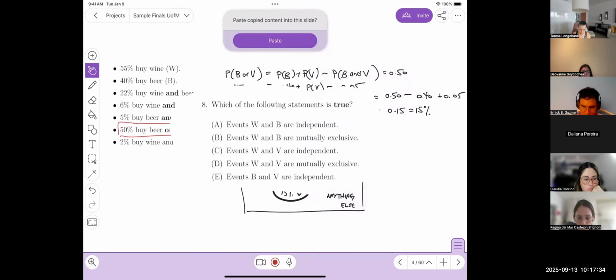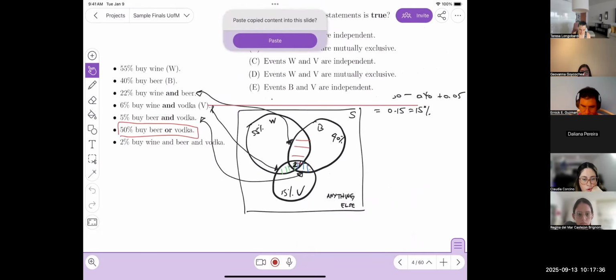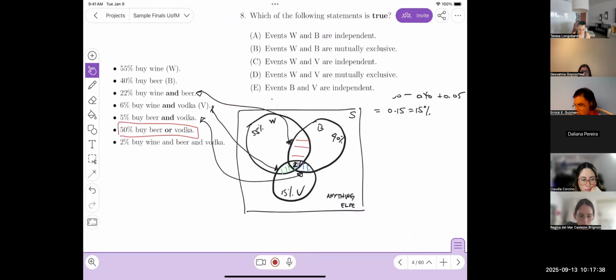Okay, the next question is, which of the following is true? W and B are independent. So how do I know if W and B are independent? It means that this should be equal to this. This red should be how much?